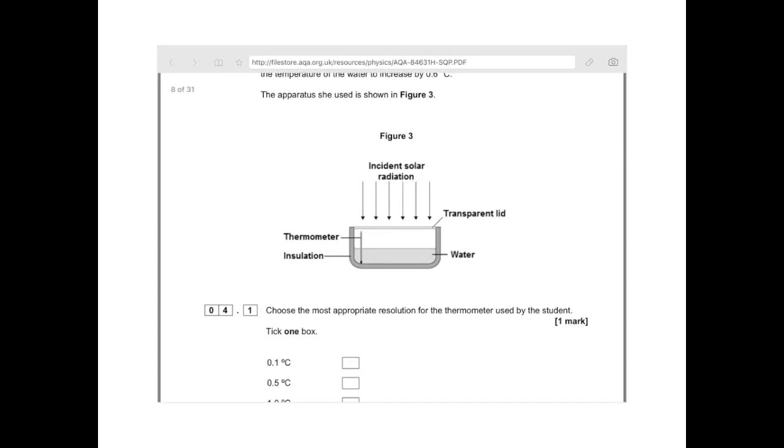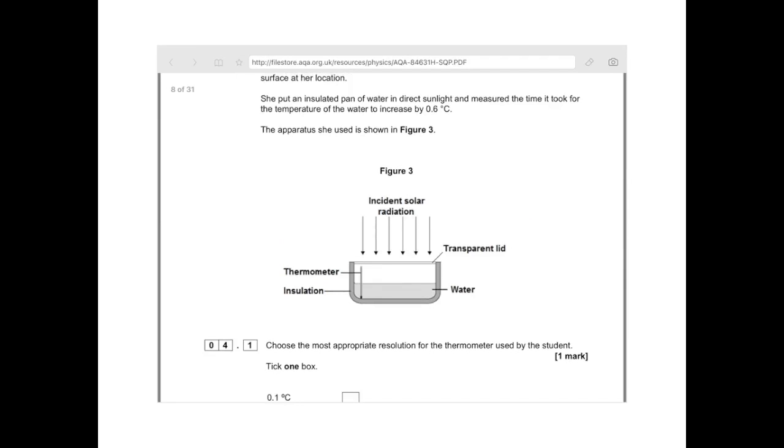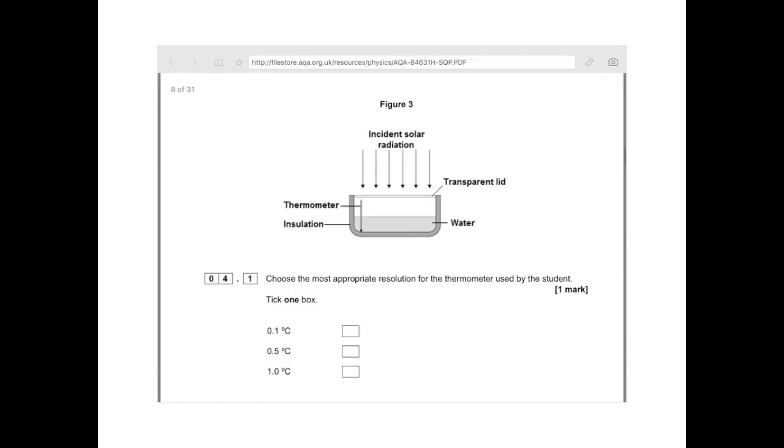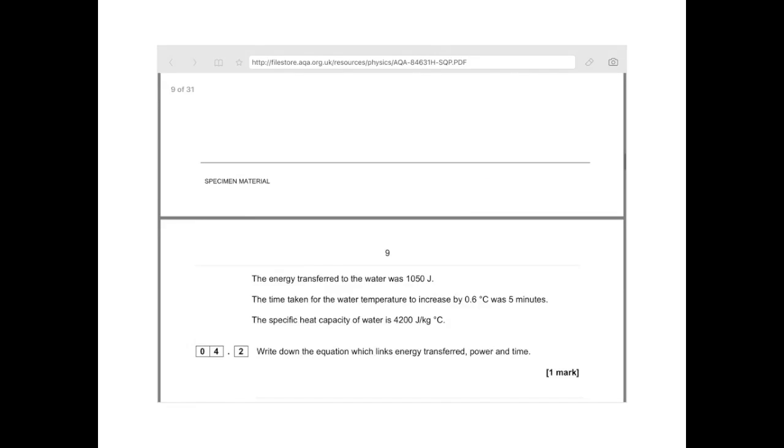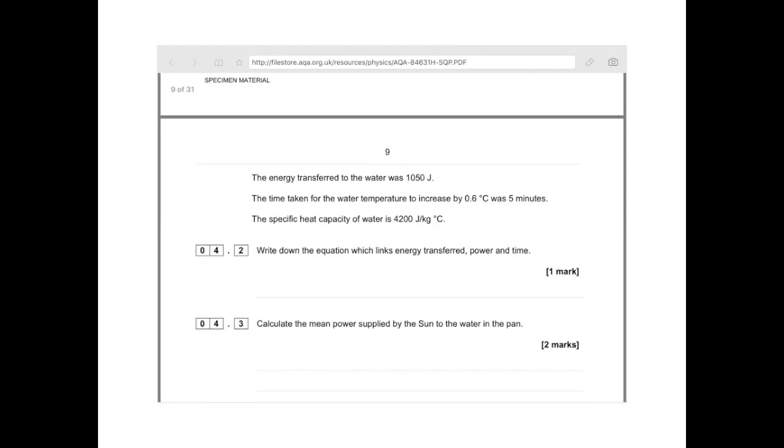Choose the most appropriate resolution for the thermometer used by the student. The crucial thing here is she's measuring 0.6 degrees, so it's going to have to be a very precise thermometer, which is why 0.1 degrees Celsius is the answer, because with the other two options she couldn't actually measure 0.6 degrees. The energy transferred to the water was 1050 joules. The time taken for the water temperature to increase by 0.6 degrees Celsius was 5 minutes. The specific heat capacity of the water was 4,200 joules per kilogram per degree Celsius.